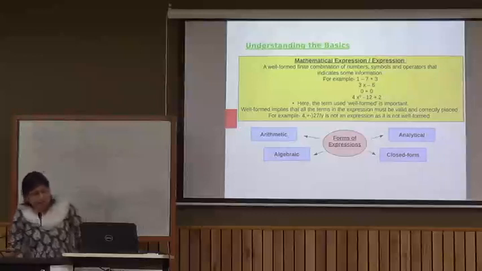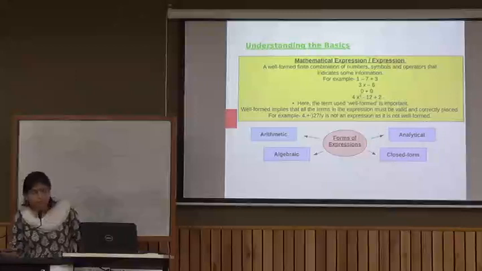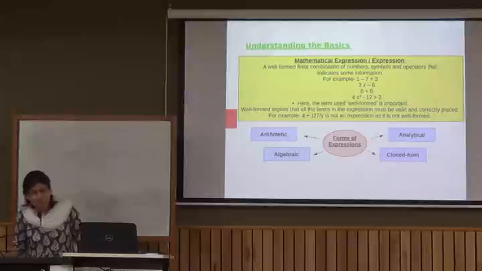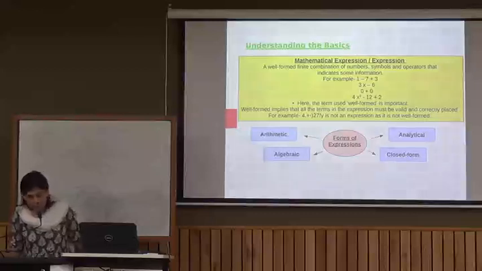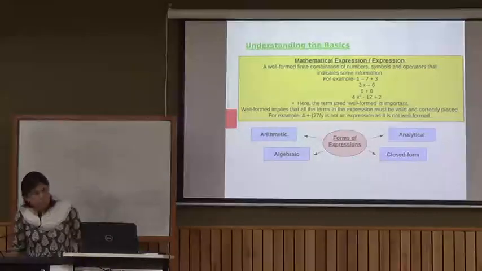However, here in this term, well-formed is very important because well-formed expressions give a meaningful information. Now consider, for example, plus minus bracket 27 divided by y. This is not a mathematical expression since it is not well-formed because it does not indicate any information. We cannot calculate it. Now moving further and understanding the various forms of expressions. They can be broadly classified into 4 categories, namely arithmetic, analytical, algebraic and closed form.